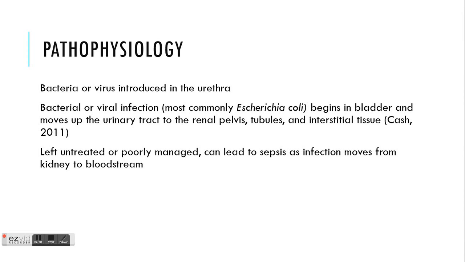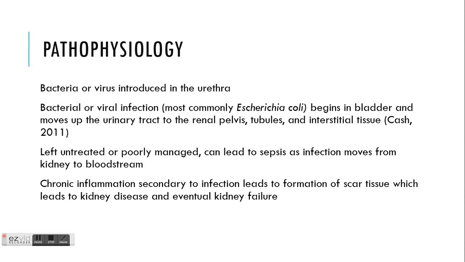Chronic inflammation secondary to infection can lead to the formation of scar tissue, which then leads to kidney disease and possibly eventually renal failure. So what happens is our patients chronically have infections to the kidneys or any part of the urinary tract system, and over time the tissue doesn't heal the way it should, and it actually forms scar tissue instead. That can lead to a lot of abnormalities in the kidney and can cause the kidney not to function the way that it's supposed to.